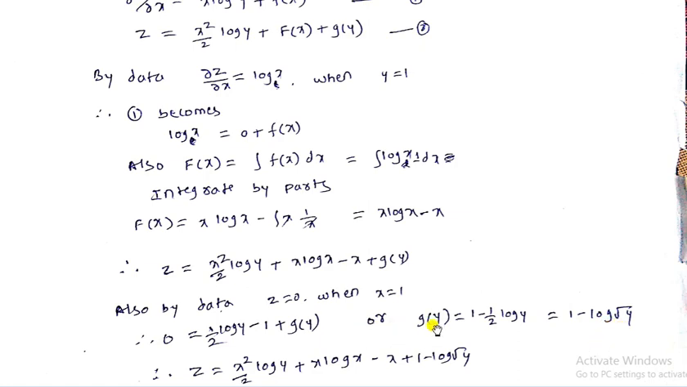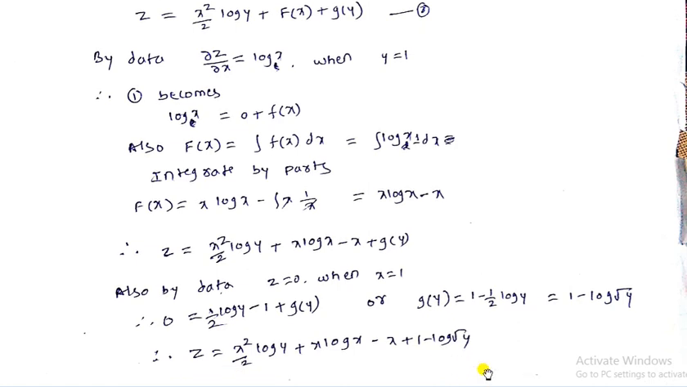So use this g(y) value in this equation again. So z = x²/2 log y + x log x − x, and g(y) is 1 − log of square root of y. So this gives the required solution.